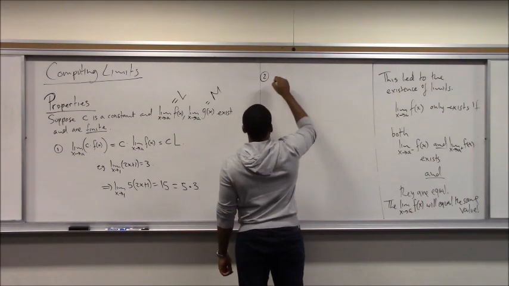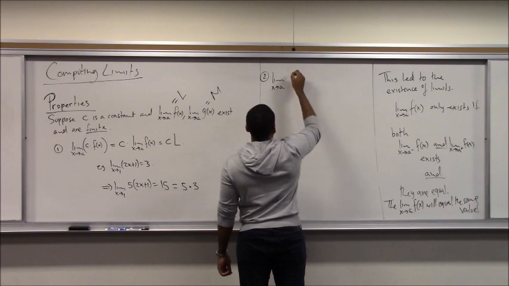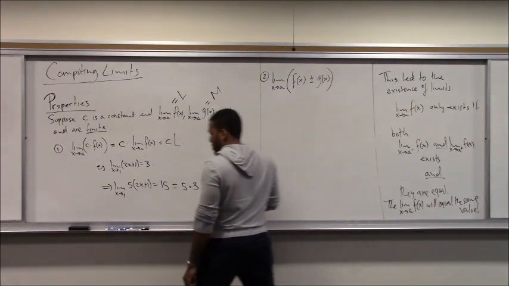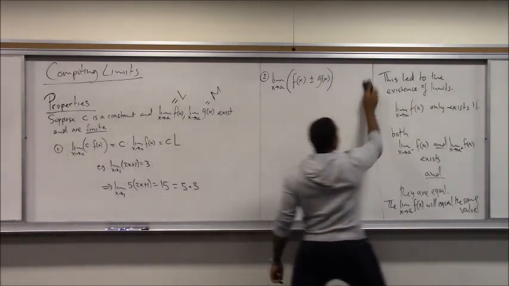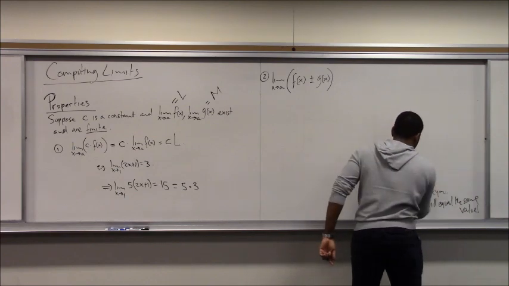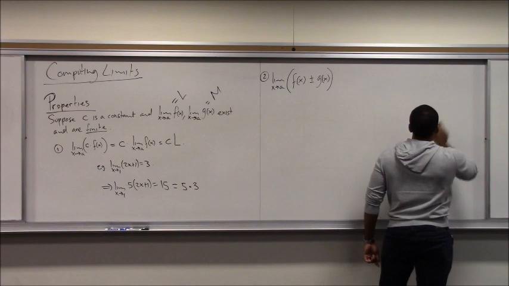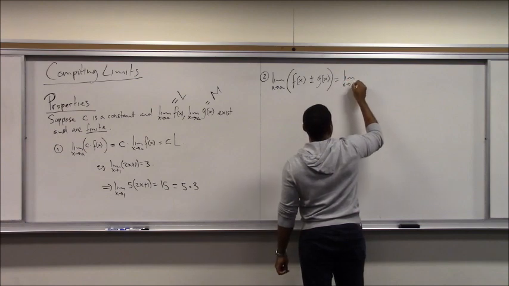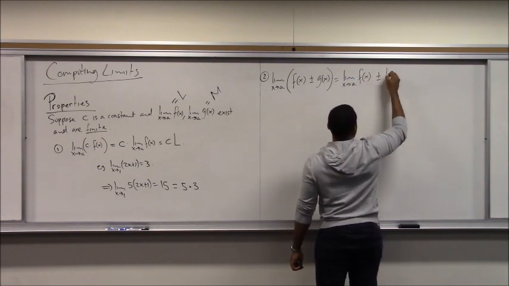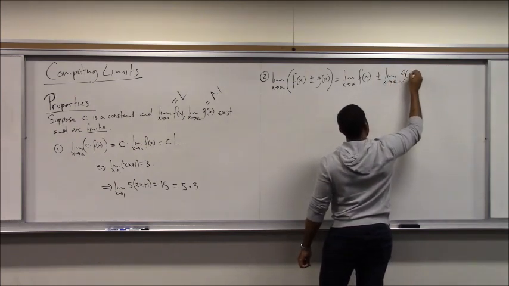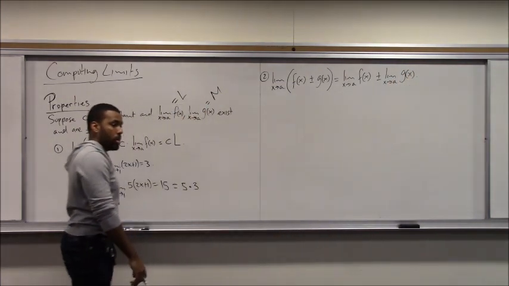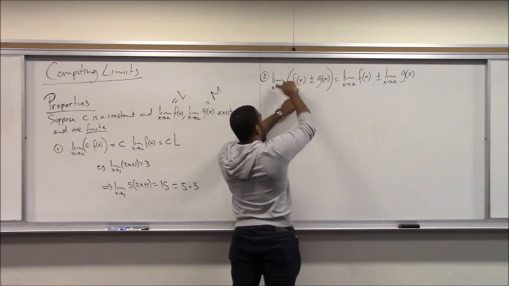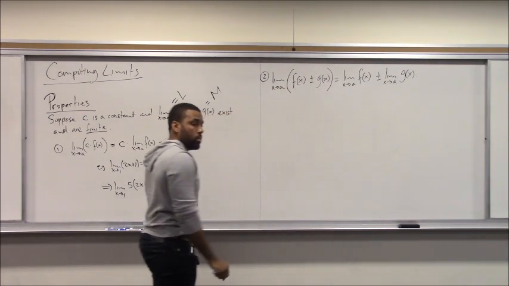Second property: limits actually distribute across sums. If I have the limit of f of x plus or minus g of x, there's a distributive law that limits obey. You can split the limits up and do them individually. So if I have two things being added together and I want to find the limit, I can just take the limit of one at a time and then add the answers together.